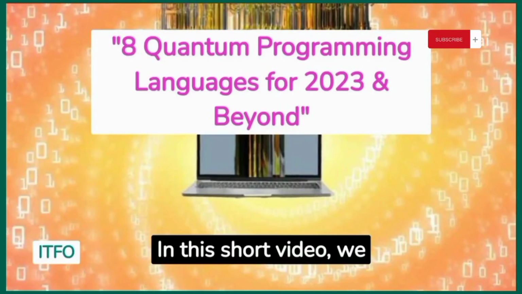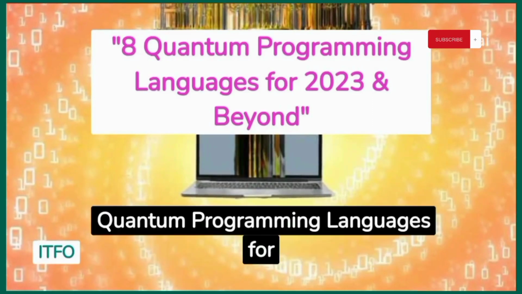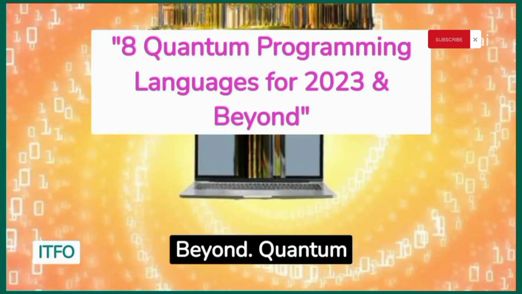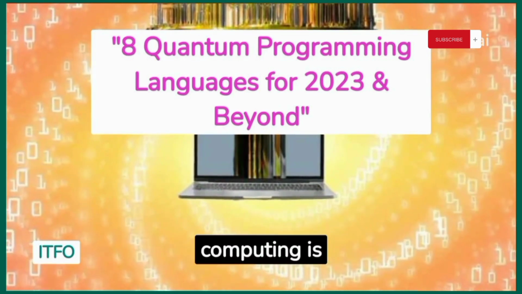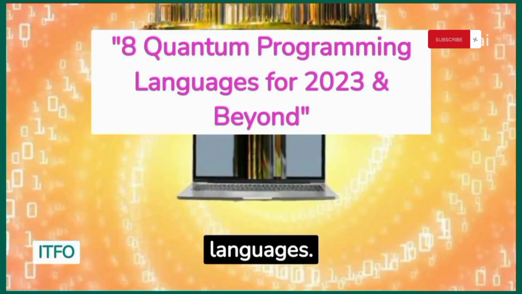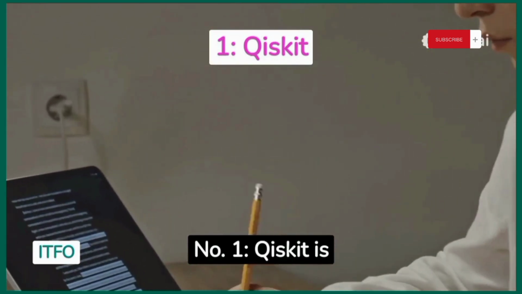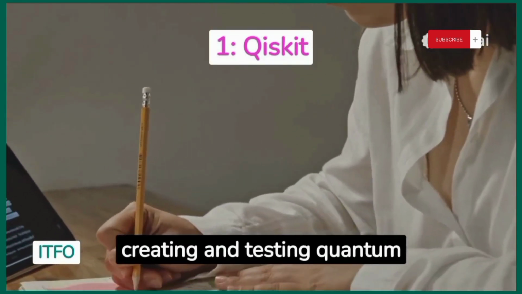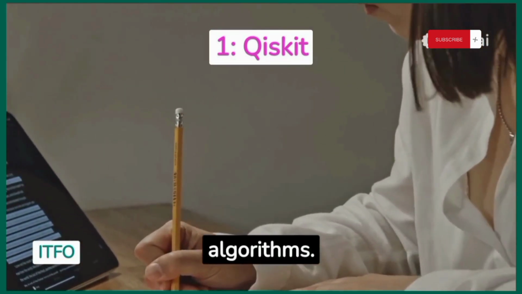In this short video, we will be introduced to the best 8 quantum programming languages for 2023 and beyond. Quantum computing is revolutionizing industries and requires robust programming languages. Number 1, Qiskit is an open-source language developed by IBM for creating and testing quantum algorithms.